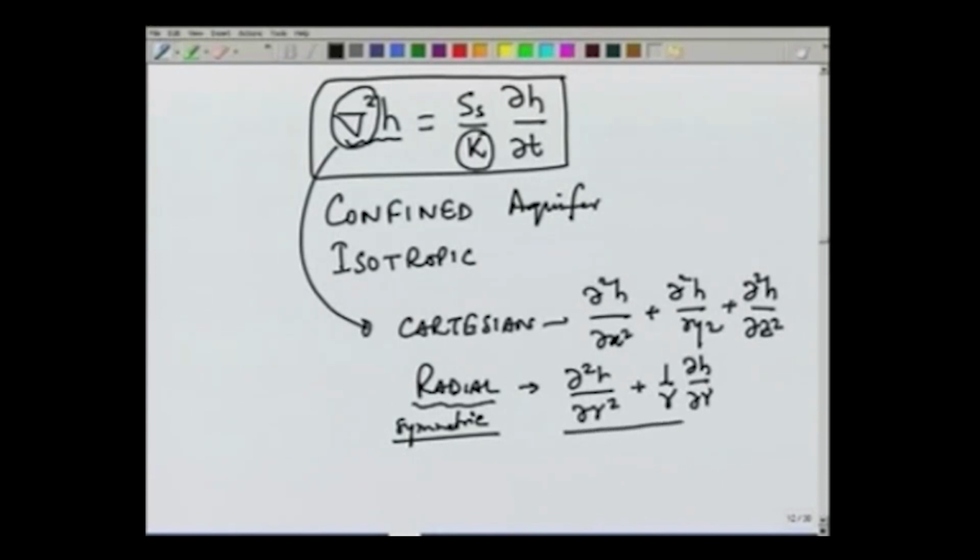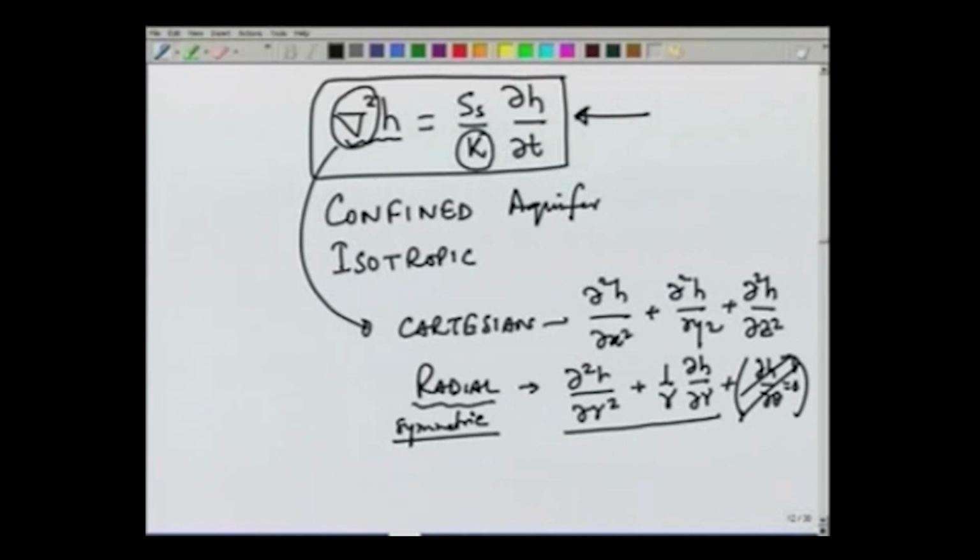Then you get a term del h by del theta, which is equal to 0. So, that term has not been considered. There is a del 2 h by del theta square term which has been neglected because h is not a function of theta. So, using this equation we can obtain the variation of h for a given condition.